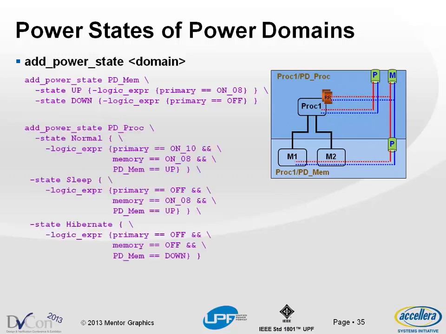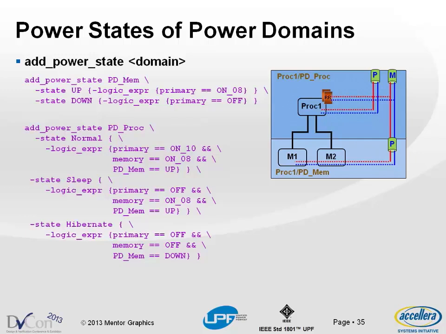more complex. For example, for pdproc, we can define it to be in a normal state when these two supply sets are in these states and the memory power domain is up, or in the sleep state when this is off but the memory is up, or in the hibernate state when this is off and the memory is down. So you can see that we can define complex arrangements of power states, and we can make the power state of one thing dependent upon the power state of another. This is what you can't do in UPF 1.0 with power state tables.